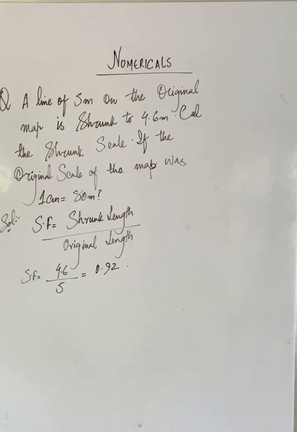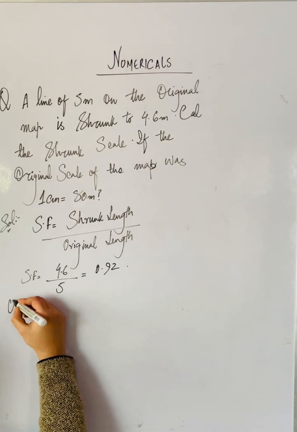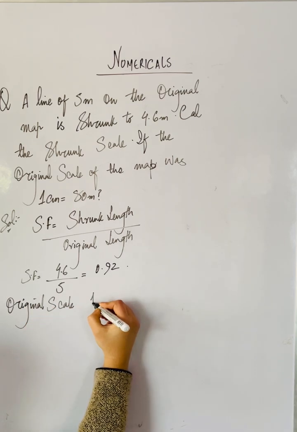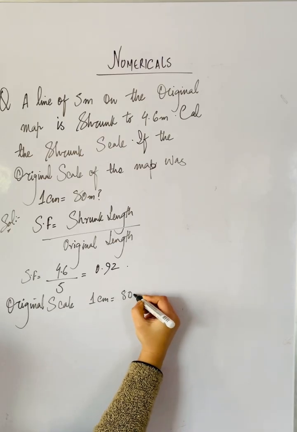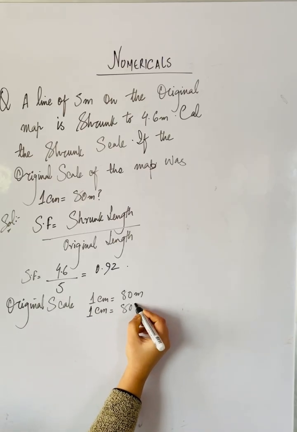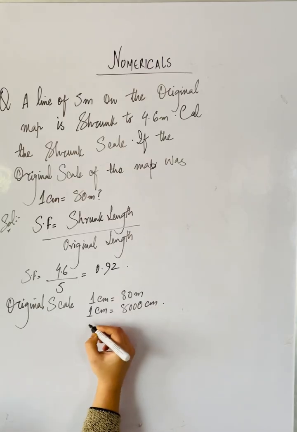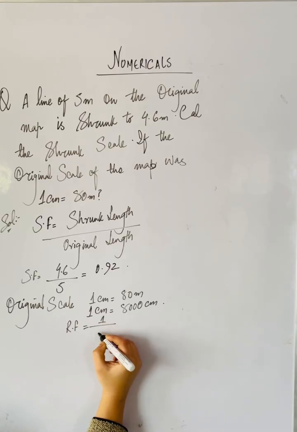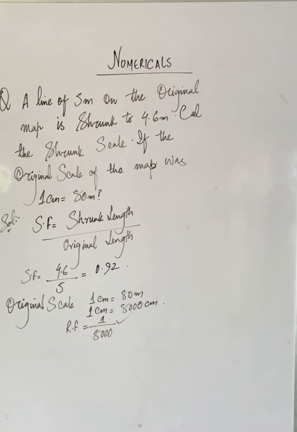Now, what does the question demand? Calculate the shrunk scale if the original scale of the map was, how much? 1 centimeter is equal to 80 meters. That means 1 centimeter is equal to 8,000 centimeters. That means the original representative fraction will be 1 by 8,000. Right? 1 by 8,000 is my original representative fraction.